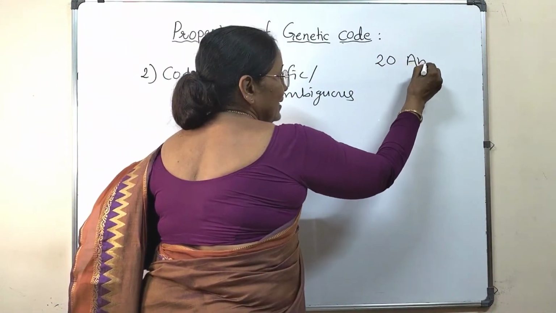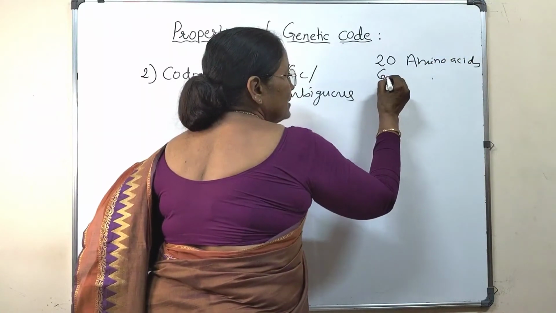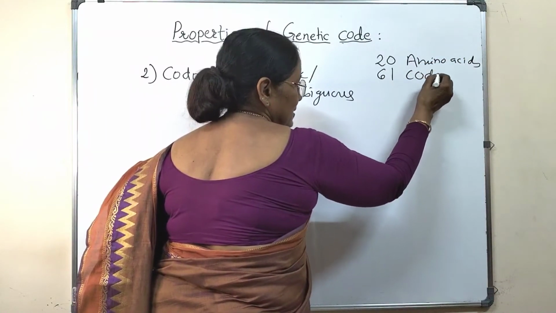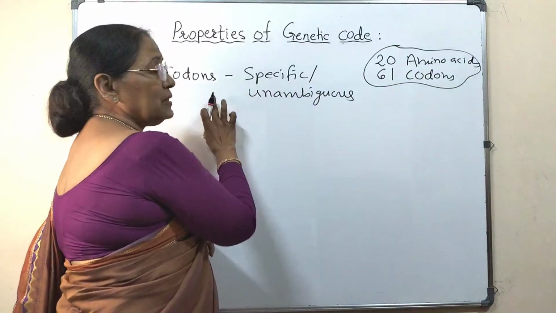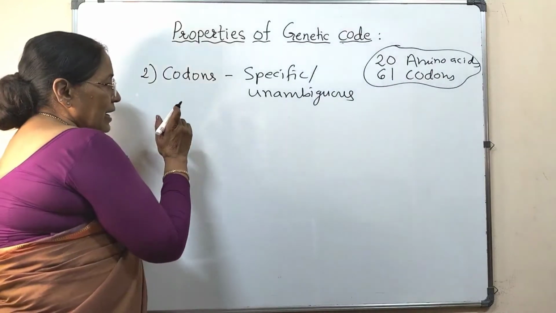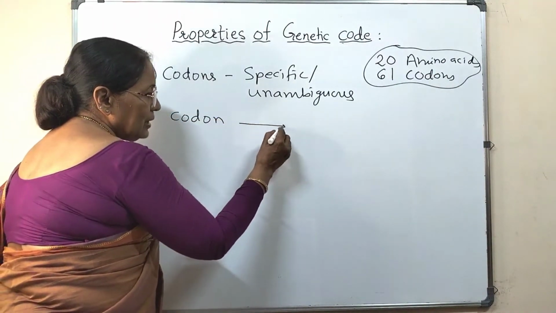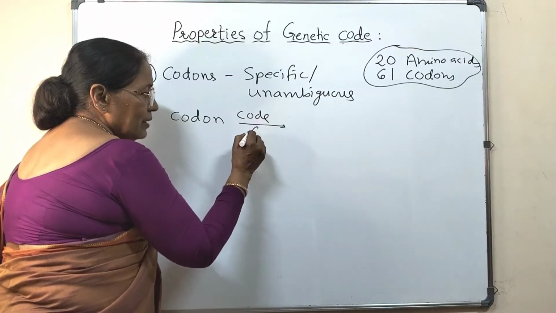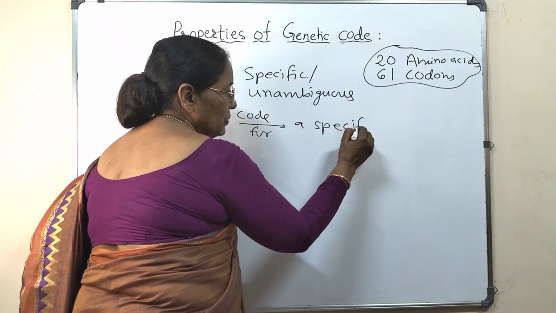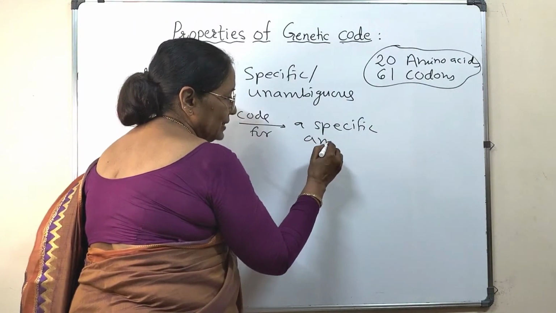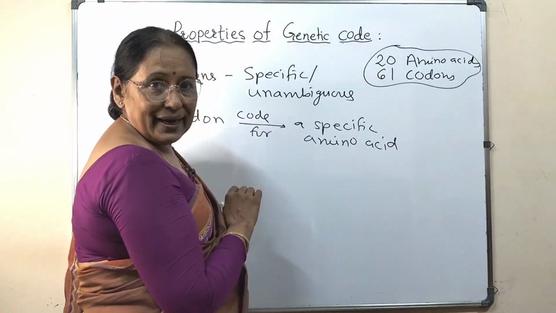You know that there are 20 amino acids, whereas there are 61 codons. Now first we are seeing the specificity of the codons. Every codon will code for a specific amino acid. It will code for a specific amino acid out of the 20. 20 में से कोई एक को ही वो कोड करेगा.